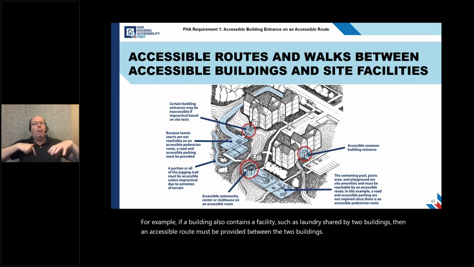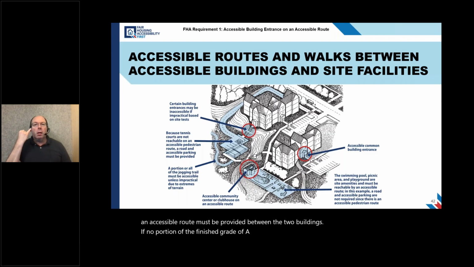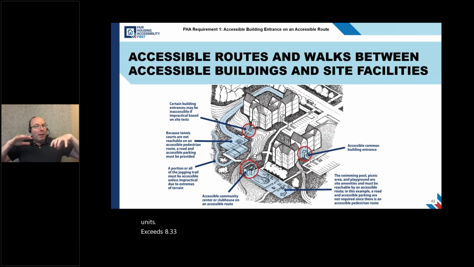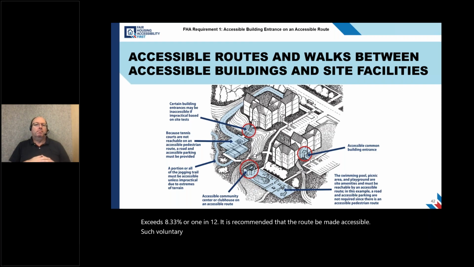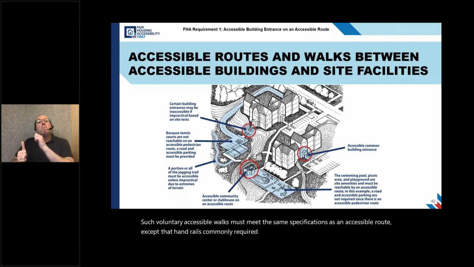If no portion of the finished grade of a route between 2 buildings that contain only dwelling units exceeds 8.33% or 1 in 12, it is recommended that the route be made accessible. Such a voluntary accessible walk must meet the same specifications as an accessible route, except that handrails commonly required on accessible routes when their slope exceeds 5% or 1 in 20 are not required.